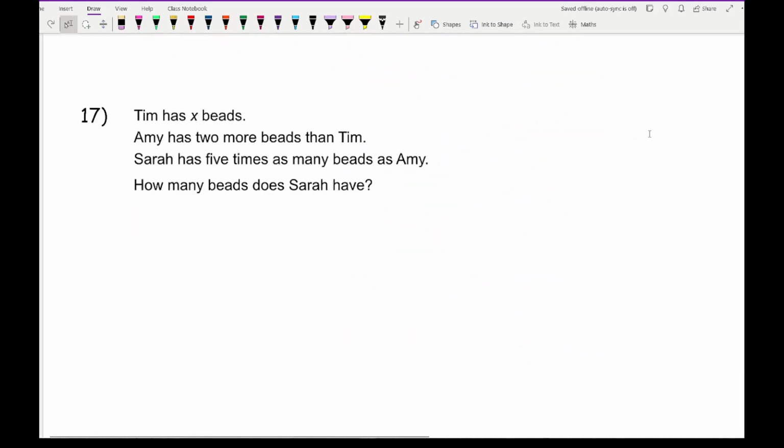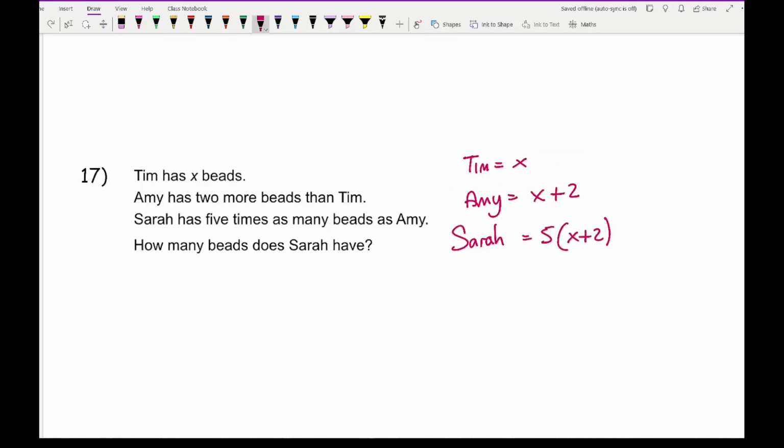Then moving on to question 17, it says Tim has x beads, Amy has 2 more beads than Tim, Sarah has 5 times as many beads as Amy. How many beads does Sarah have? Well, let's have a look at what this is going to be. So Tim has x, Amy has 2 more, so that's going to be x plus 2, and Sarah has 5 times as many beads as Amy, so that's going to be 5 lots of x plus 2. So the question then says, how many beads does Sarah have? And expanding the brackets gives us an answer of 5x plus 10.